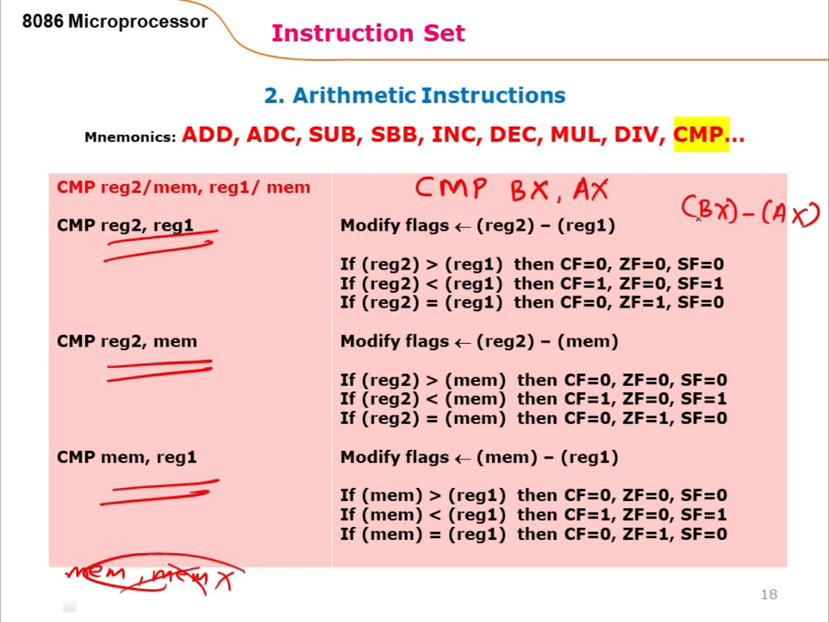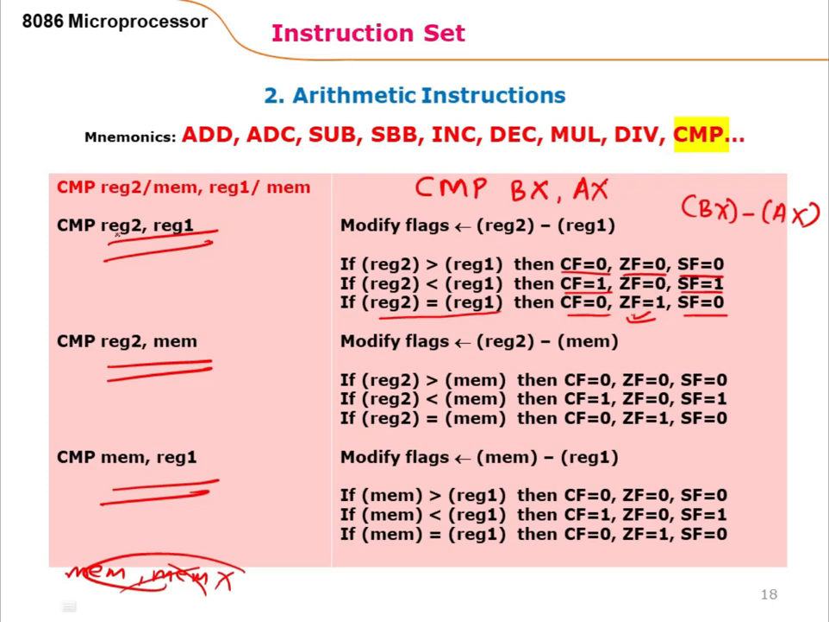If the subtraction result is positive, that is register 2 is greater than register 1, so if BX is greater than AX, then the carry flag is 0, zero flag is 0, and sign flag is 0. If the content of BX is less than AX, then a borrow is generated, so the carry flag is set to 1 and the answer will be negative, hence the sign flag will be 1. And if the contents of the registers are equal, then the carry flag becomes 0, the sign flag becomes 0, and only the zero flag is set, that is the answer is 0.